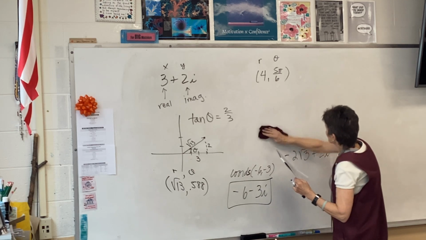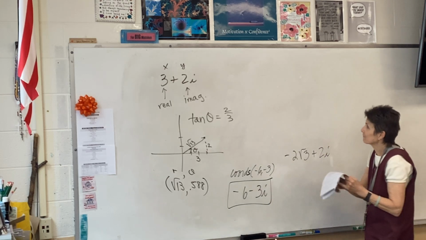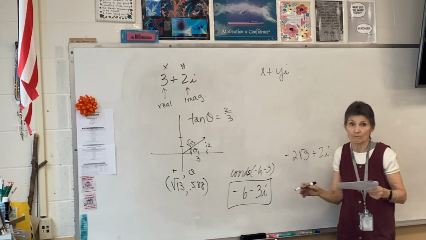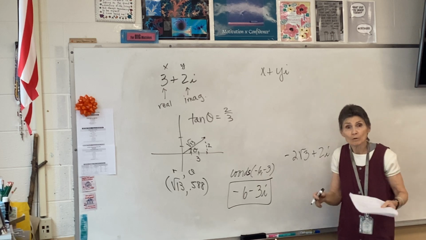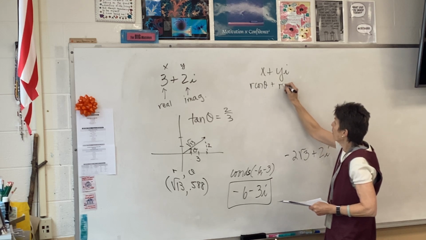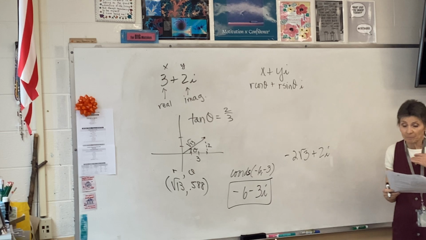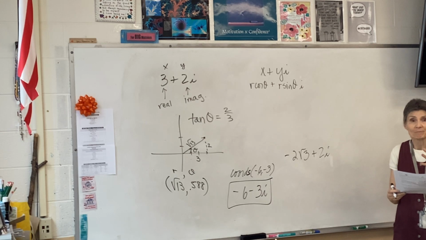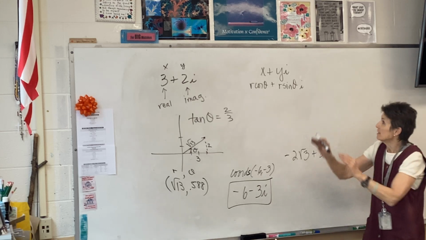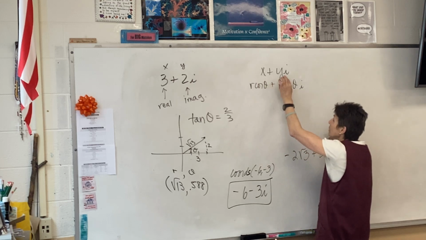remember, your complex form, rectangular form, is x plus yi. So that's your rectangular form. Your polar form, x is our r cosine, y is our r sine. Now, personally, I don't write my numbers that way, but let's understand that's where it starts, because x is r cosine theta, y is r sine theta.